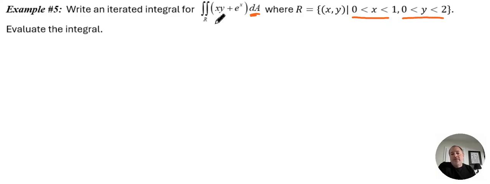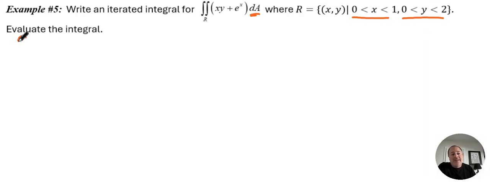One of the things I would suggest is to look at this and see what would be the easiest thing to integrate first, because you can put these in any order, based on the video we just talked about. If I'm looking at this problem, I have x's in both of these terms and only one y right here. So my suggestion is to start integrating with y first.